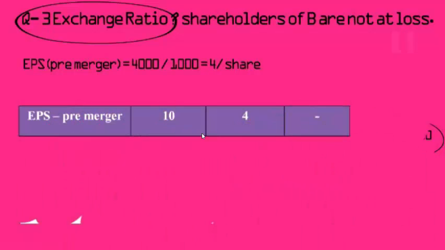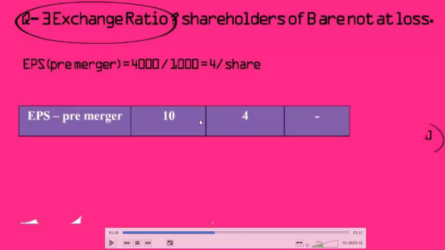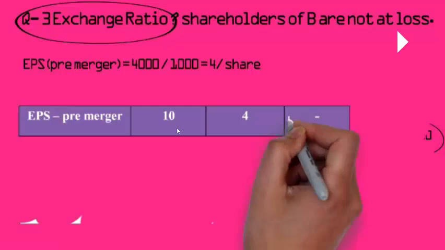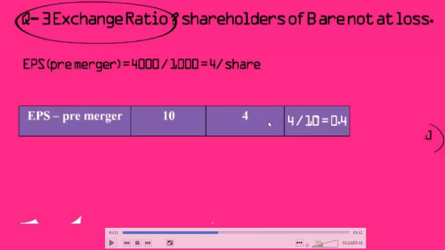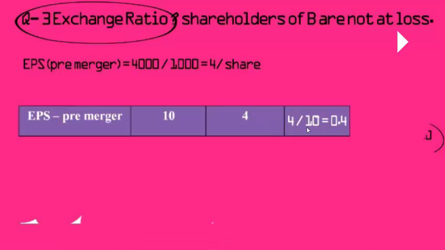Now the pre-merger EPS is 10 and 4. So the ratio should be such that it is in proportion of this EPS, that is 1 share of B, that is EPS 4, whereas 1 share of A, that is having EPS 10. So the ratio should be 0.4, that is 4 divided by 10, that is EPS of company B divided by 10, that is EPS of company A.